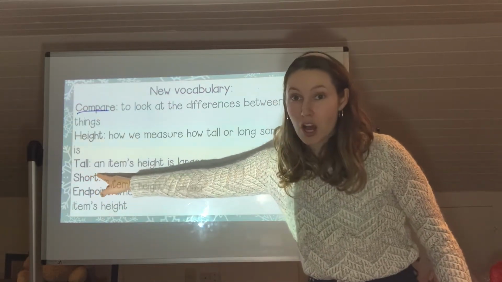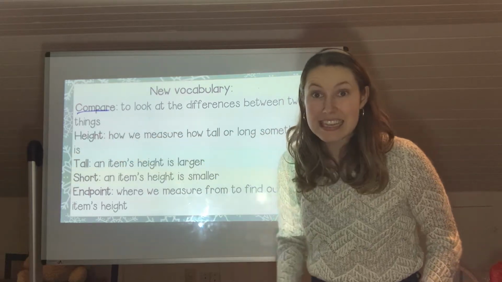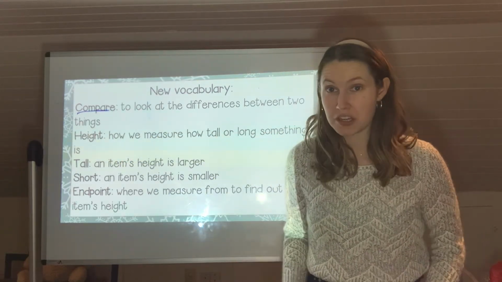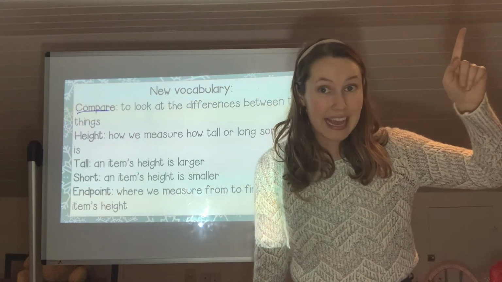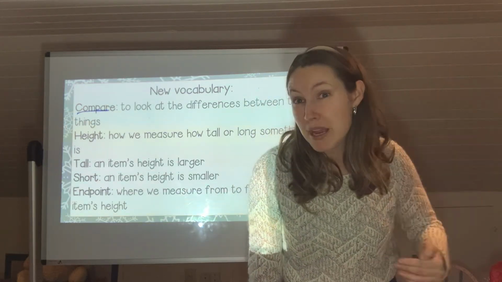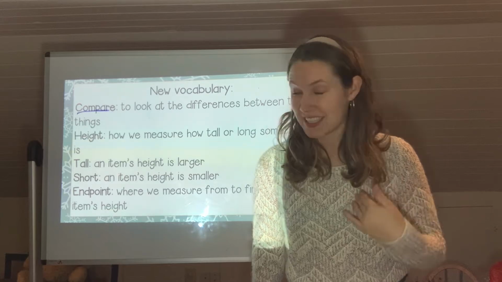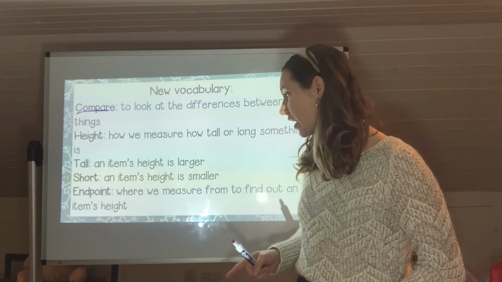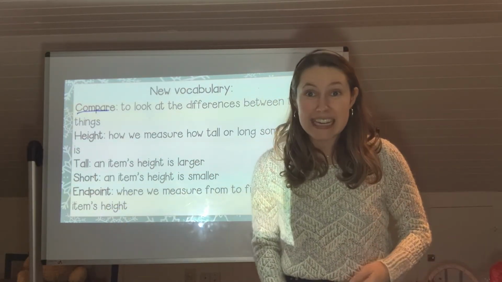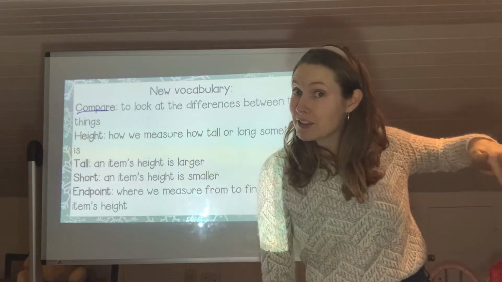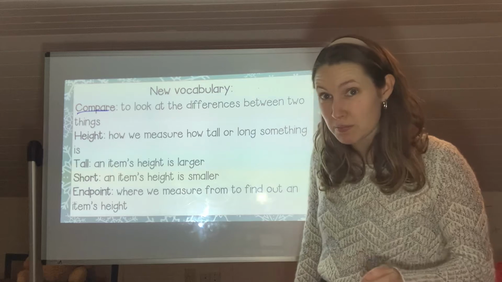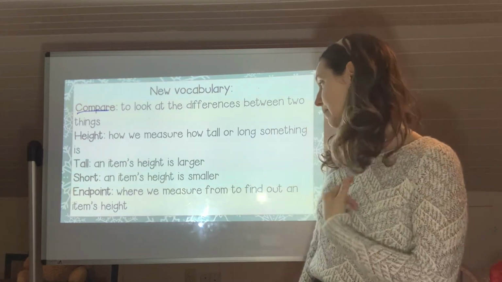Now we're going to talk about tall and short. When something is tall, it means that their height is a bigger number, a larger number. So if somebody is taller than me, their height, how we measured it, is a bigger number than my height. If something is shorter, that means that that item's height is smaller. So if someone is shorter than me, when we measure their height, the number is going to be a smaller number than my height was.